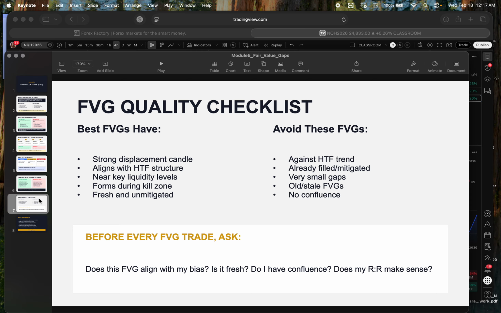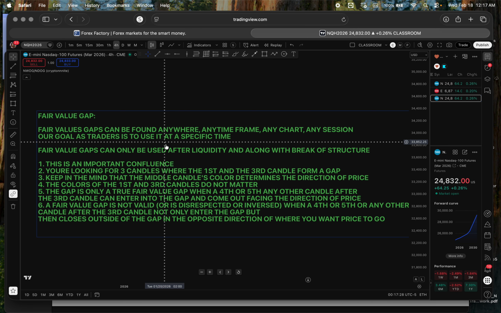Again, if it's a gap that comes at the kill zones or the key times that we trade, which is 7 a.m., 8 a.m., 9:30 to 10:30, 1:30 to 3:30 or 4 o'clock, 2 a.m. to 5 a.m. If the gaps are formed then, that's what we're looking for. All right, let us go to some examples.